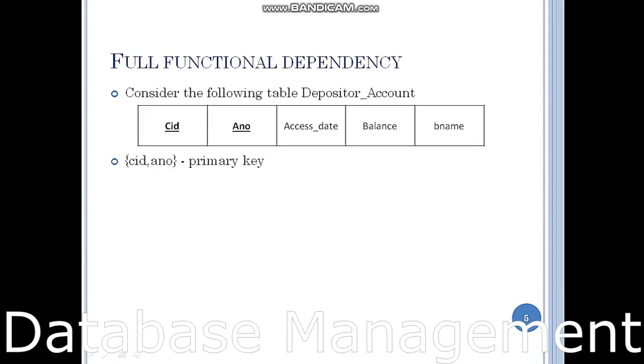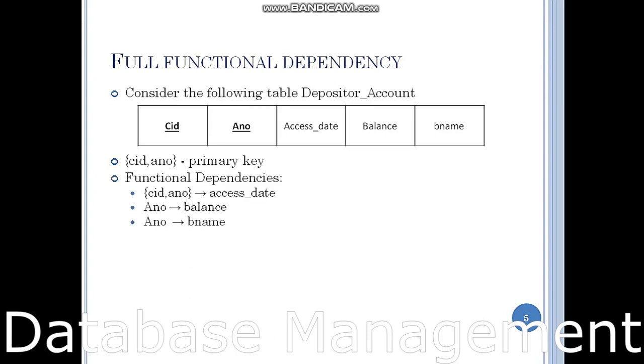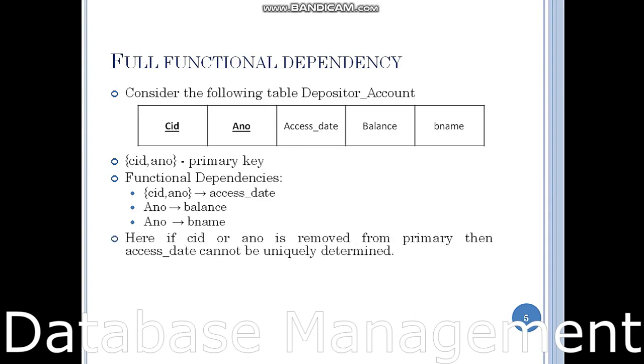Full functional dependency. Consider the following table depositor account with 5 attributes: customer ID, account number, access date, balance and branch name. Customer ID and account number form the primary key. The functional dependencies are: access date is functionally dependent on customer ID and account number, balance and branch name are dependent on account number. Here if customer ID or account number is removed from the primary key, then access date cannot be uniquely determined. So access date is fully functionally dependent on the primary key, whereas the balance and branch name are not.